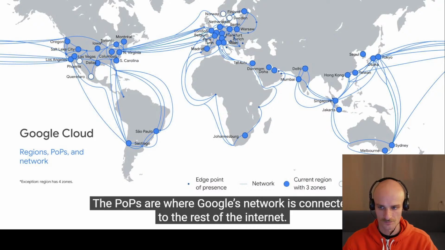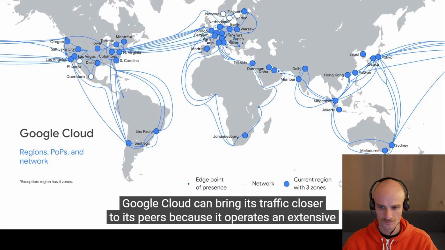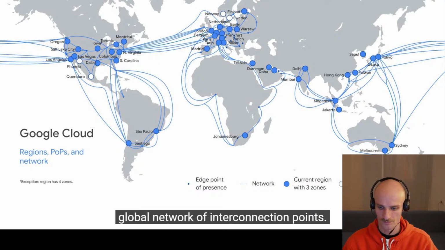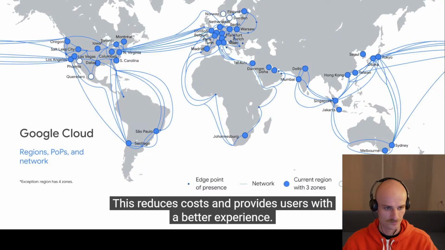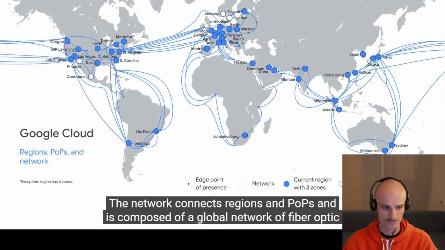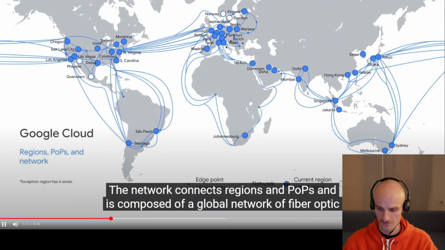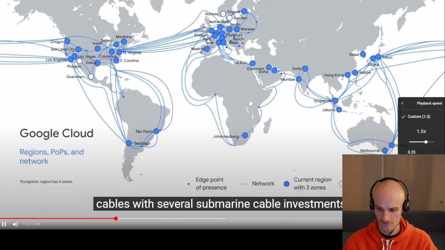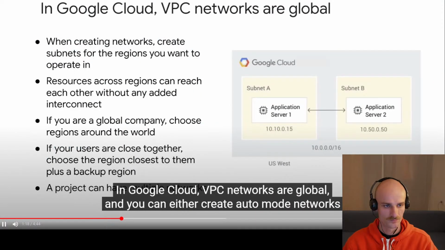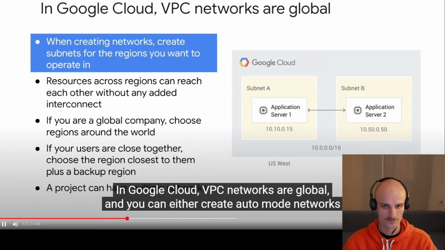The POPs are where Google's network is connected to the rest of the internet. Google Cloud can bring its traffic closer to its peers because it operates an extensive global network of interconnection points. This reduces costs and provides users with a better experience. The network connects regions and POPs and is composed of a global network of fiber optic cables with several submarine cable investments.